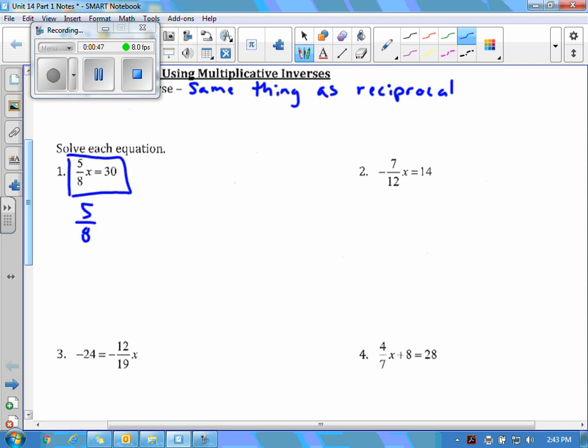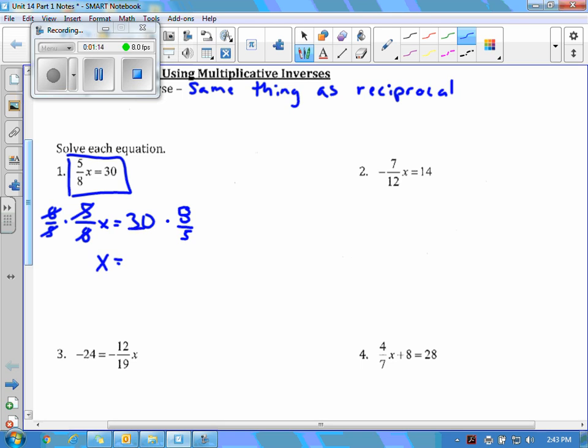So 5 over 8. Notice that this x is next to it. It's not on the top or on the bottom. It's next to it. And so to solve this, we're going to multiply by the reciprocal of the number that's with the x. So 5/8 is with x. So we're going to multiply both sides by 8 over 5. Now the reason we do that is that these 8's can cancel out and these 5's can cancel out. So we just have x.